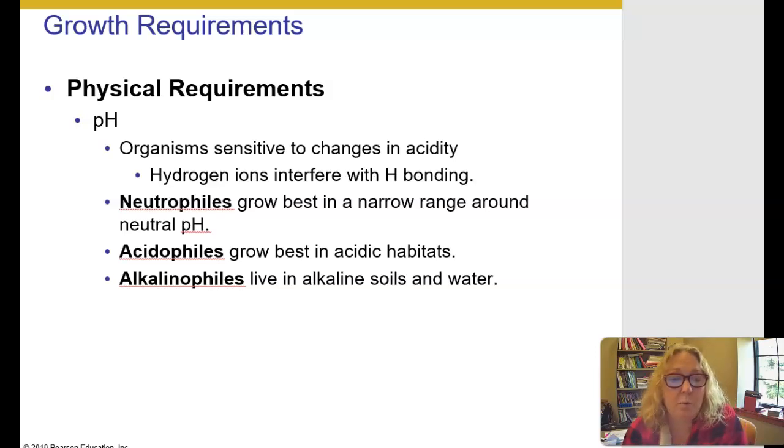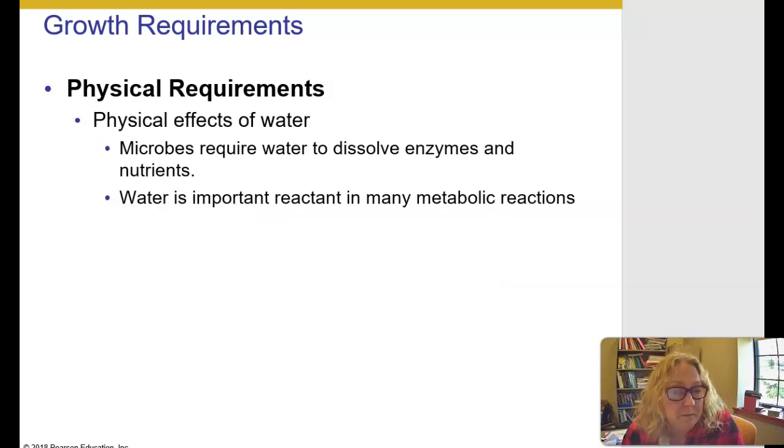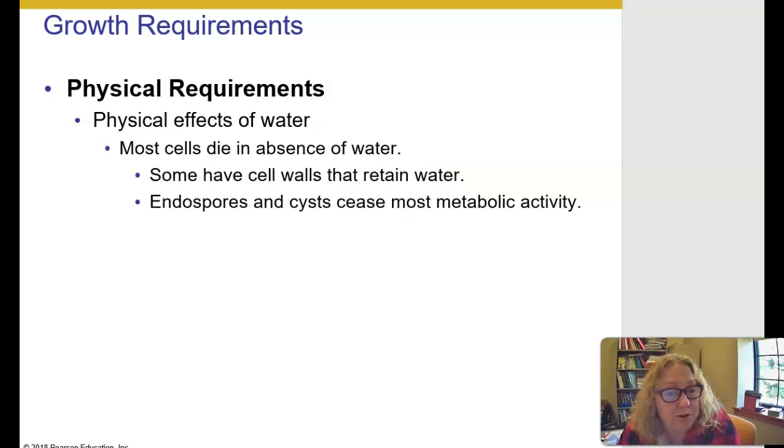Physical requirements. So pH obviously is going to be something necessary when you're thinking of what kind of media you want to grow. The effects of water. Once your media dries up, like if you leave your agar out too long, it'll dry up and your bacteria will die because it won't have anything to live on, and it especially needs water. Microbes require water because it dissolves enzymes and nutrients, and it's important as a reactant in many metabolic reactions. Water is just pretty important.